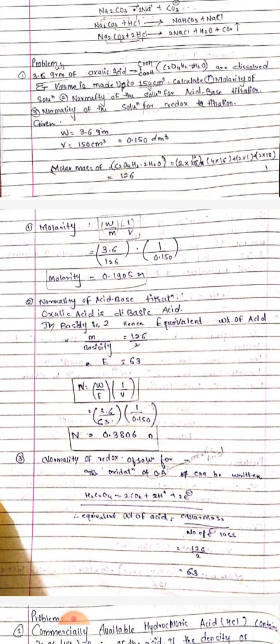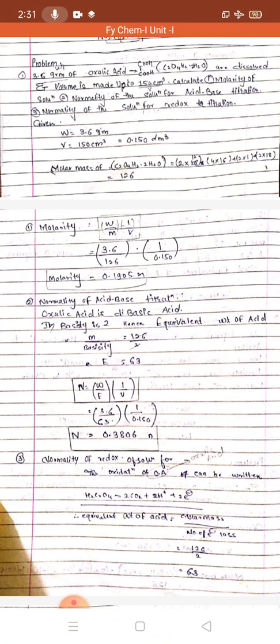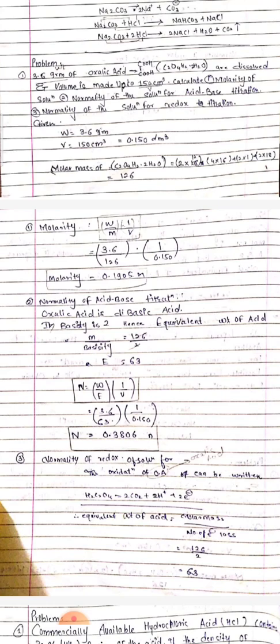W by M, the molar mass, is 126. How does it come? C2O4H2 into twice H2O. C2 into 12 is 24, then 4 into 16 is 64. Then two hydrogens are there in the oxalic acid, along with the water. One water molecule has a molar mass of 18, that's why 2 into 18. Total, when you do this, will be 126.